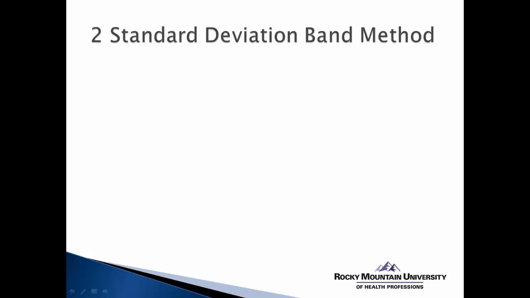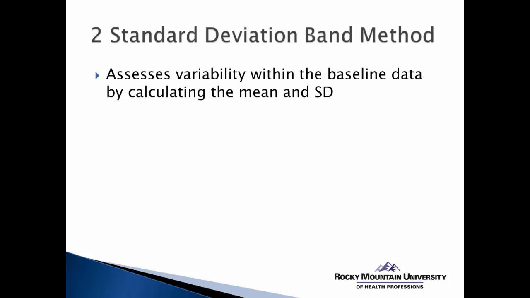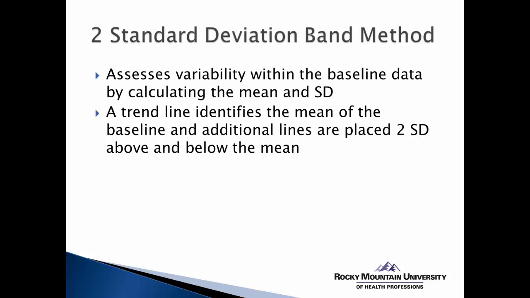Now the next method we're going to learn about, and another useful method that relies on visual assessment as well, is the 2 standard deviation band method. This process involves assessing the variability within the baseline phase by calculating the mean and standard deviation of the data points within that phase. And then a trend line identifies the mean, and we would also have additional lines placed 2 standard deviations above and below the mean.